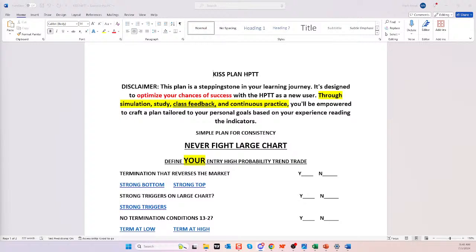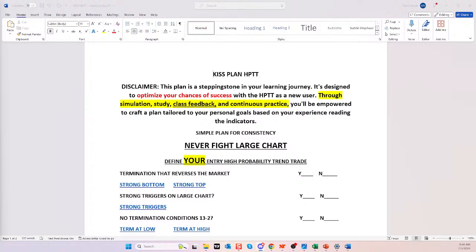Let this be the trade that teaches you to speak to yourself in terms of advantages. Let this be the core of everything that you do, guys. This optimizes your chances of success with the high probability trend trade. And then through simulation, through study, through class feedback, and continuous practice, you will be empowered to craft a plan that's tailored to your personal goals based on your experience reading the indicators. When you can read your charts, you're going to see opportunities. Learn to read your charts, and then you'll see 1,000 patterns that produce profits.